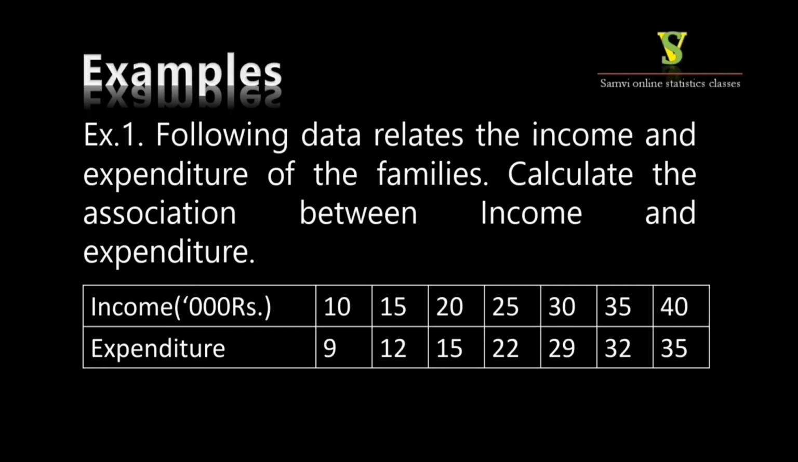Understood? Example 1. The following data relates the income and expenditure of a family. Calculate the association between the income and expenditure. Here income is 10, 15, 20, 25, 30, 35, 40, given in 1000 rupees, and expenditure is 9, 12, 15, 22, 29, 32 and 35. So here we have to find out the correlation coefficient between the income and expenditure. Let us discuss this one.